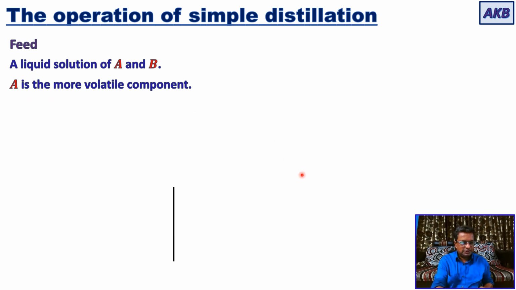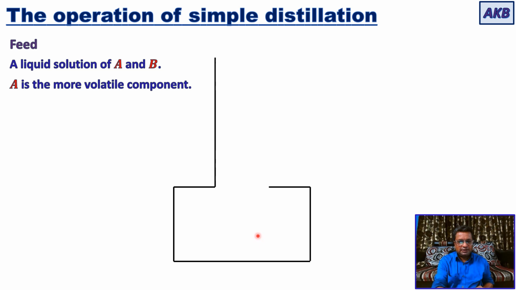So let us consider the operation. This is a still in which we are going to boil this solution. Let this be the solution of A and B, and there is provision of heating the solution.